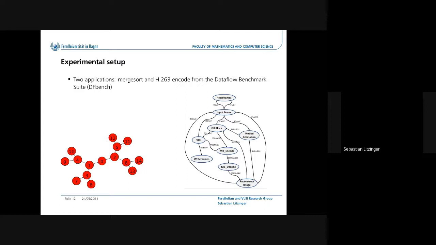Okay, so I'll briefly talk about some of the experimental results from our scheduling experiments. We did these with 2 applications: one merge sort application, where you can see the task graph on the left-hand side. We had 15 tasks in this task graph in that kind of tree-shaped form. And the H263 encode application from the data flow benchmark suite. The task graph is here on the right, where you have 9 tasks and quite some control flow.